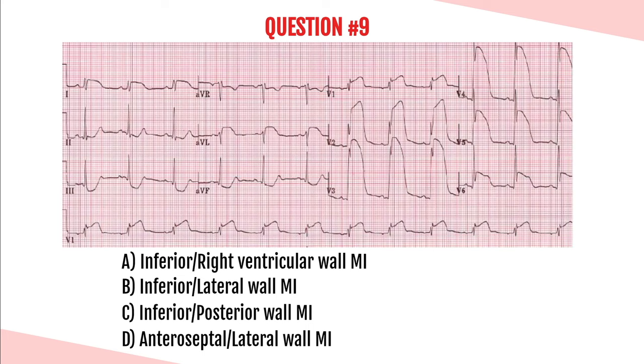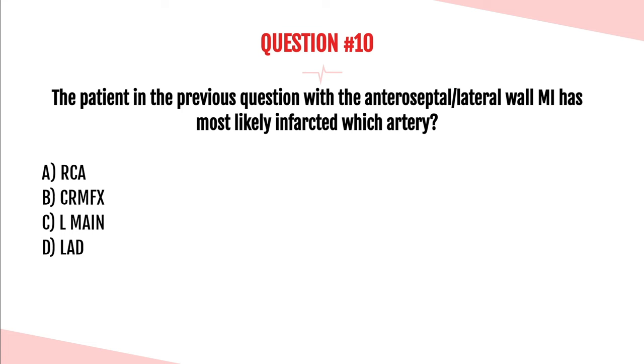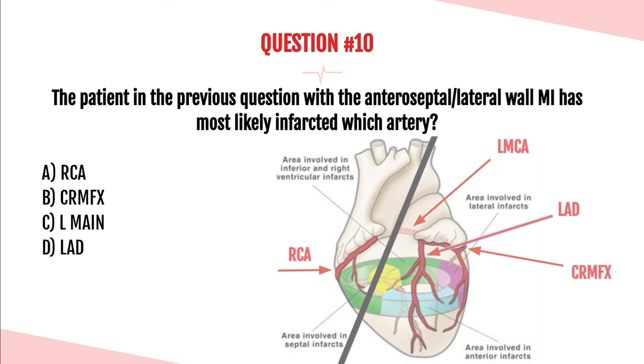Question number 10. The patient in the previous question with the anteroseptal lateral wall MI has most likely infarcted which artery? Is it A, the RCA, B, the circumflex, C, the left main, or D, the LAD? I know everyone right now is trying to picture that heart that we talked about in the beginning. Here it is again. We have certainly infarcted our left main. So split that heart in two. The left main coronary artery is the artery that supplies all three of those walls of the heart. It wouldn't be the LAD just because that does not supply that lateral wall.